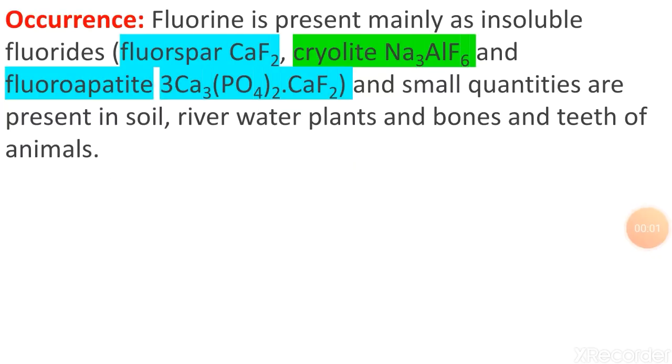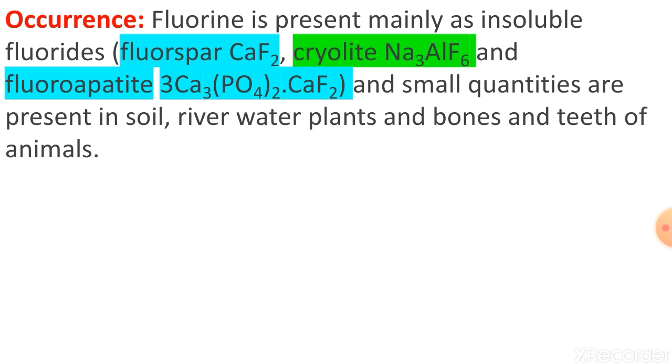Now dear students, let us focus on the occurrence of group 17 elements. As you know, halogens are very reactive and therefore they are not found in the free state in nature. However, all except astatine are found in the combined state in the earth's crust. Fluorine is present mainly as insoluble fluorides such as fluorspar, CaF2, cryolite, Na3AlF6, and fluorapatite, 3Ca3(PO4)2·CaF2, and small quantities are present in soil, river water, plants, and bones and teeth of animals.